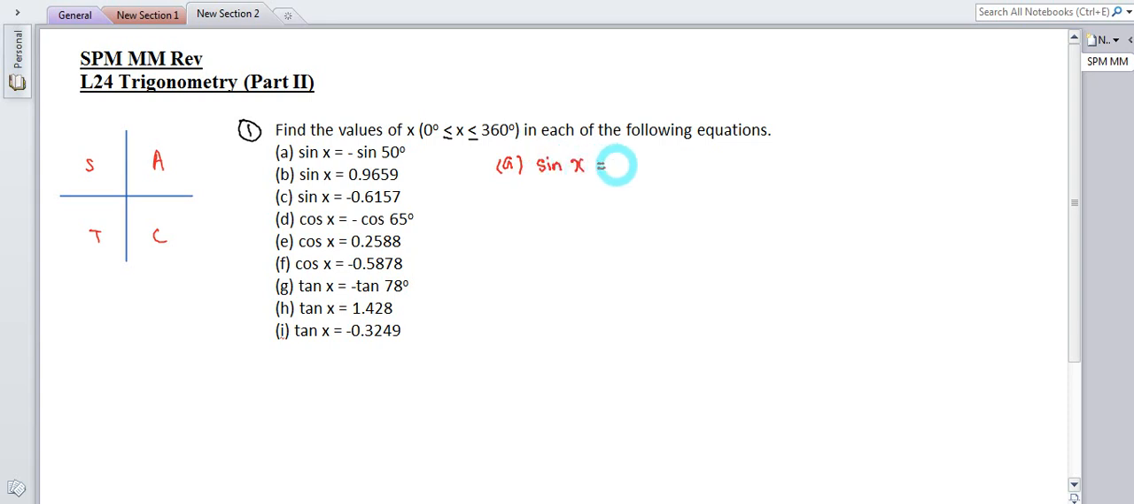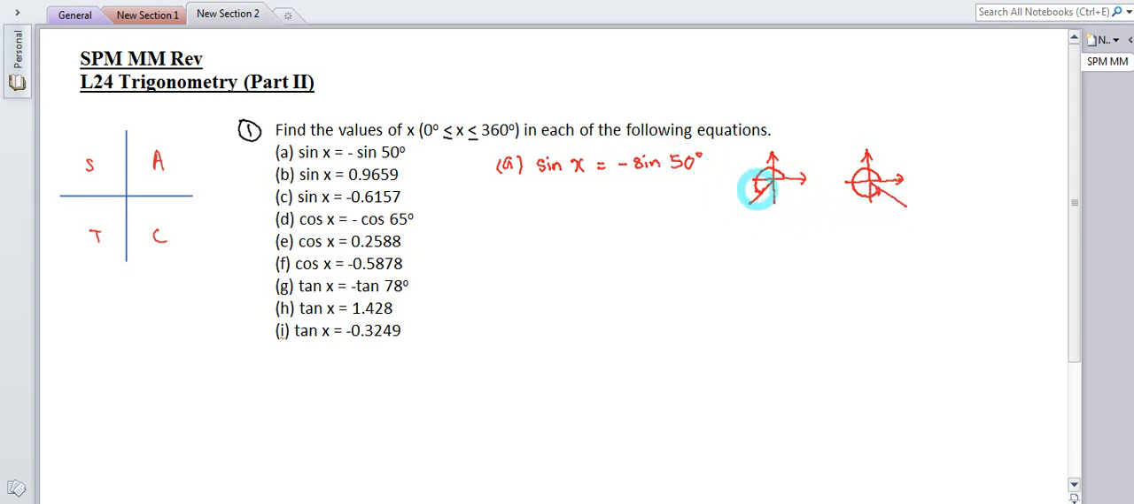Sine x equal to negative sine 50. Okay, this question is actually very easy. You have given the reference angle here. Now you try to think, sine, if you want to get a negative, which quadrant should it be? First quadrant, second quadrant, third or fourth? Okay, ASTC. So we know that these two quadrants will give you a positive, right? So we know the angle must be here, or go to the fourth quadrant.